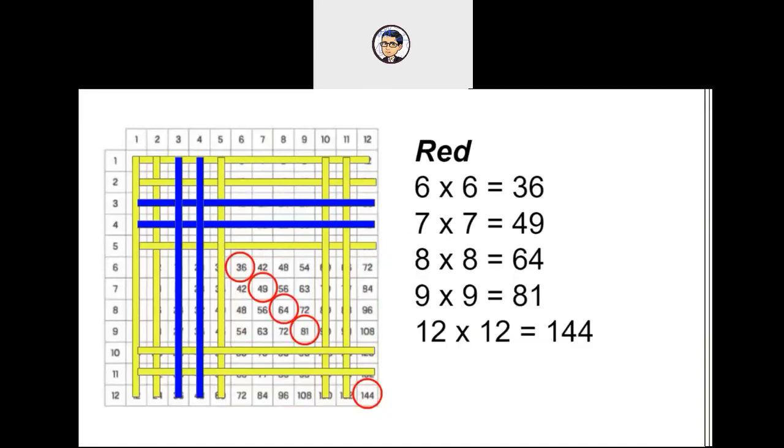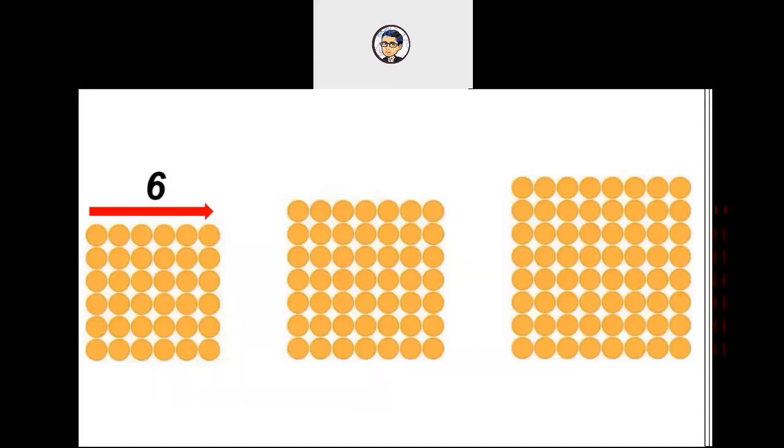If we look at the numbers down in the diagonal, 36, 49, 64, 81, 144, we can see that these are square numbers. So the arrangement that I like to think about is a square. 6 rows of 6, 7 rows of 7, 8 rows of 8, 9 rows of 9, 12 rows of 12. If we have a look at square numbers, we can see that we have arrangements that look like squares.